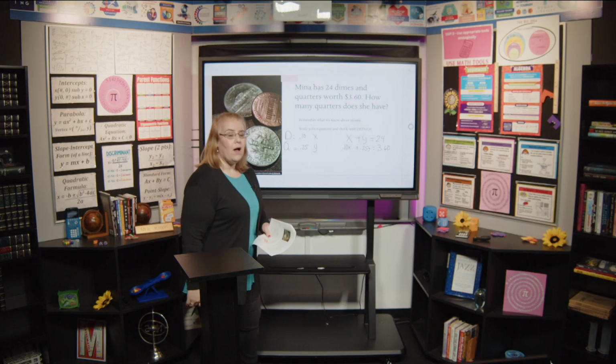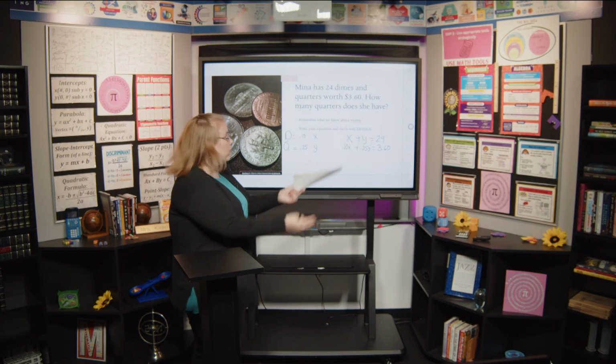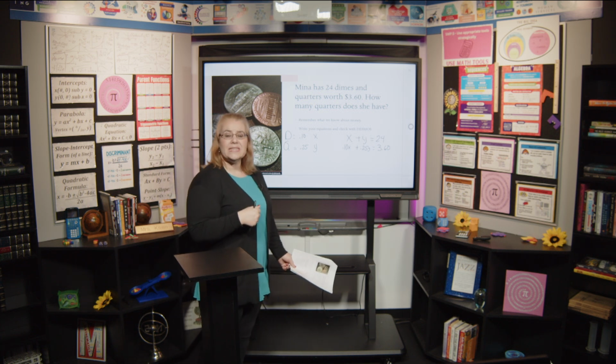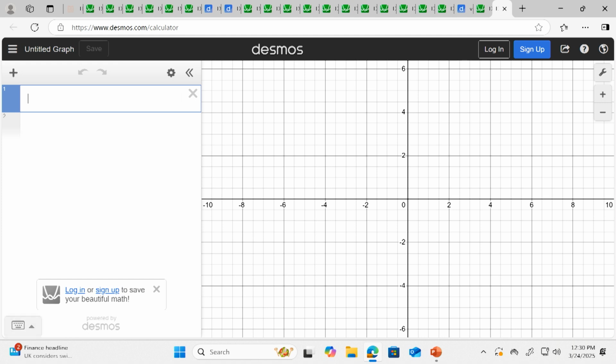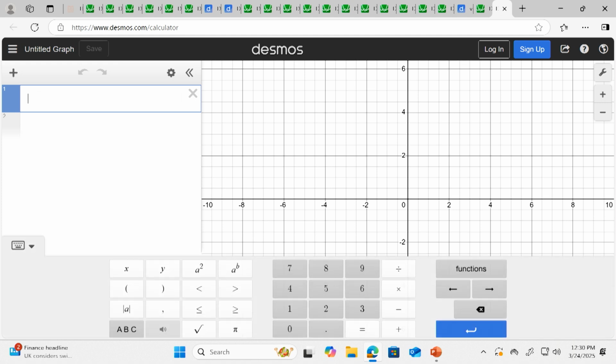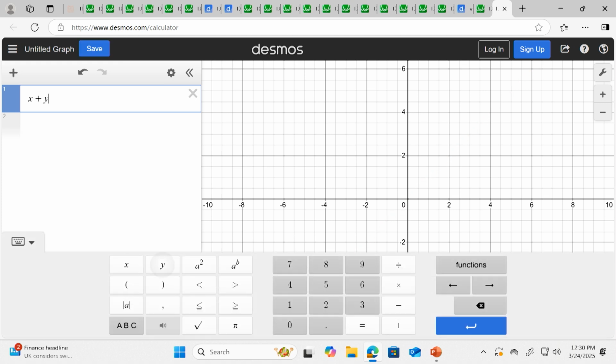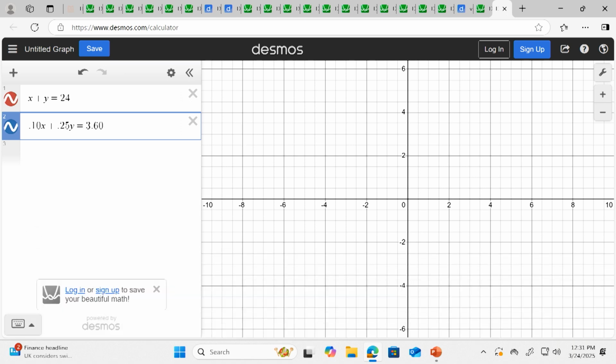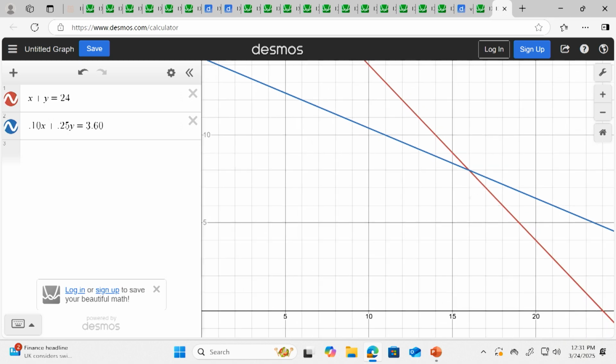$3.60. Now, I could solve for X or Y and plug that into my bottom equation. No problem. But let's go ahead and pull up Desmos and see what it says. So I'm going to put my two equations in. X plus Y equals 24. Then I'm going to put 0.10x plus 0.25y equals 3.60. And let's see where they are going to intersect.